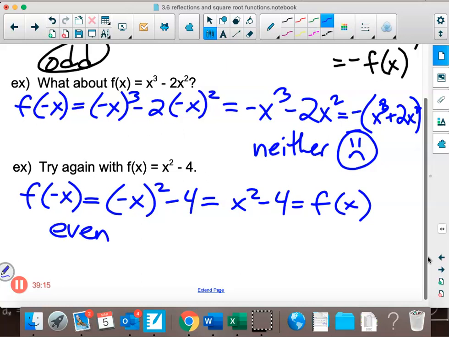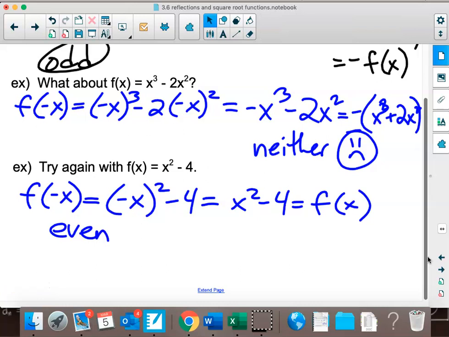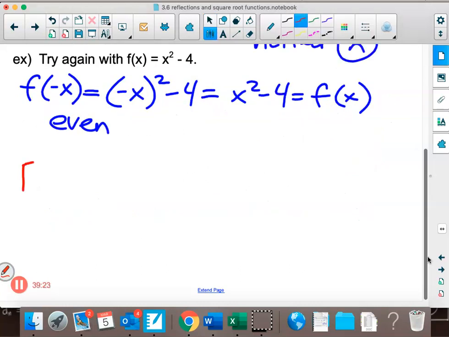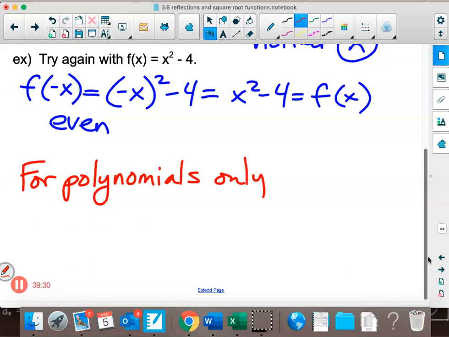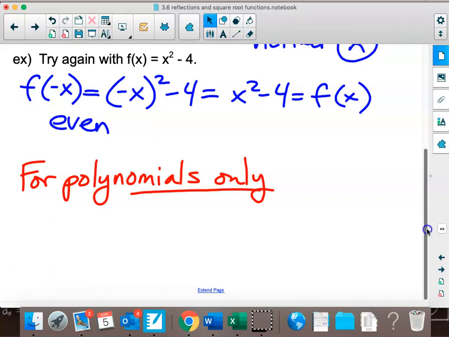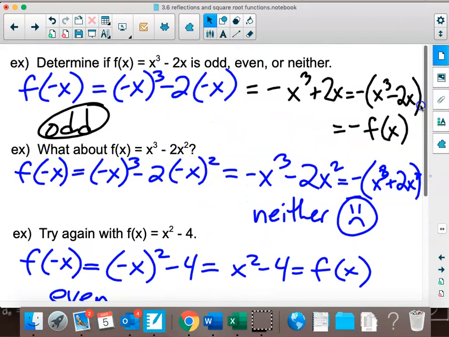All right, would you like the shortcut? Okay, the shortcut only works for polynomials. Now, what's a polynomial? Okay, so a polynomial is a string of terms where you have like number times x to a power plus number times x to a power plus number times x to a power, that kind of a thing, right? So all 3 of these are polynomials. They're all numbers times x's to powers.